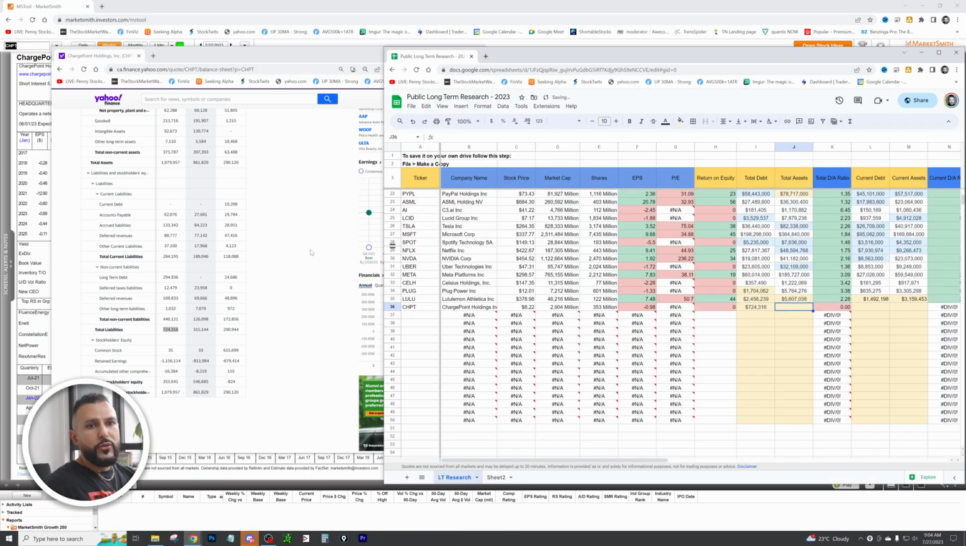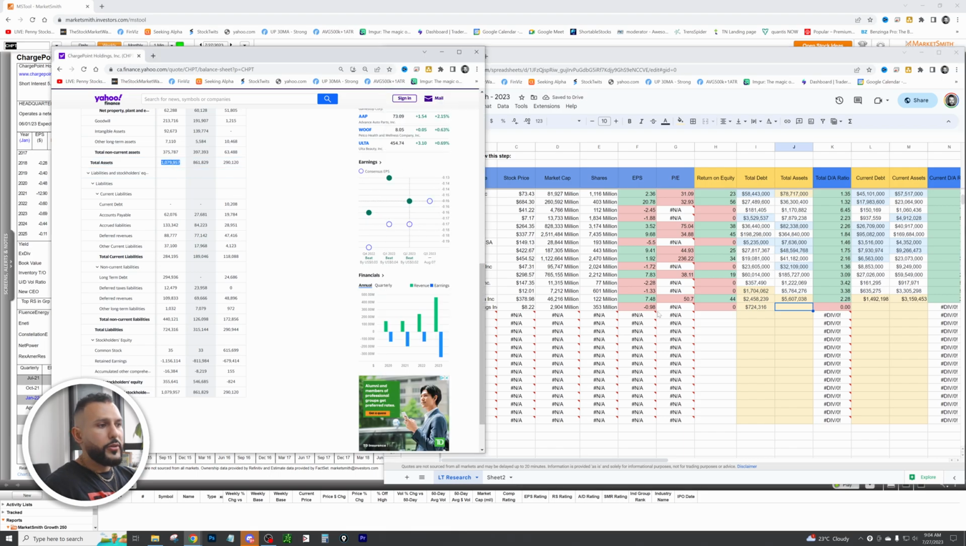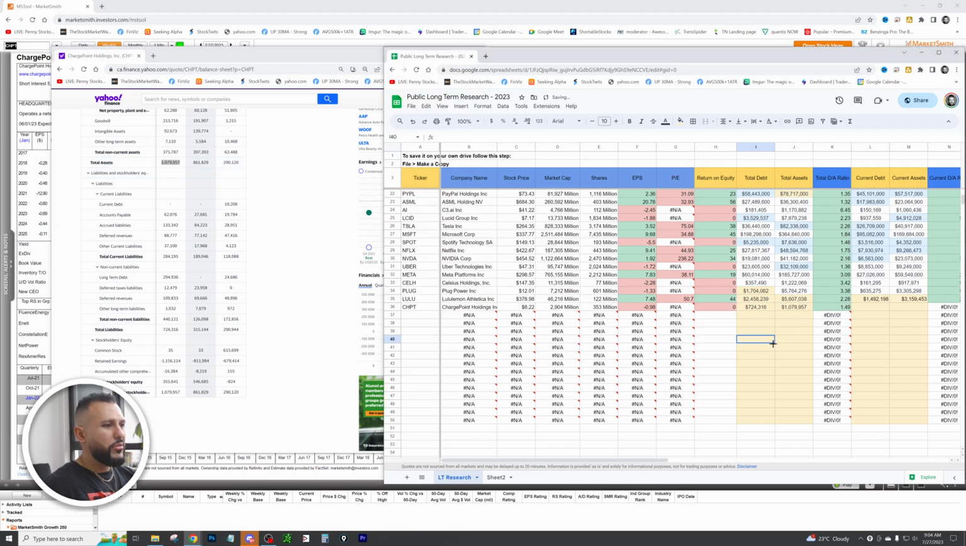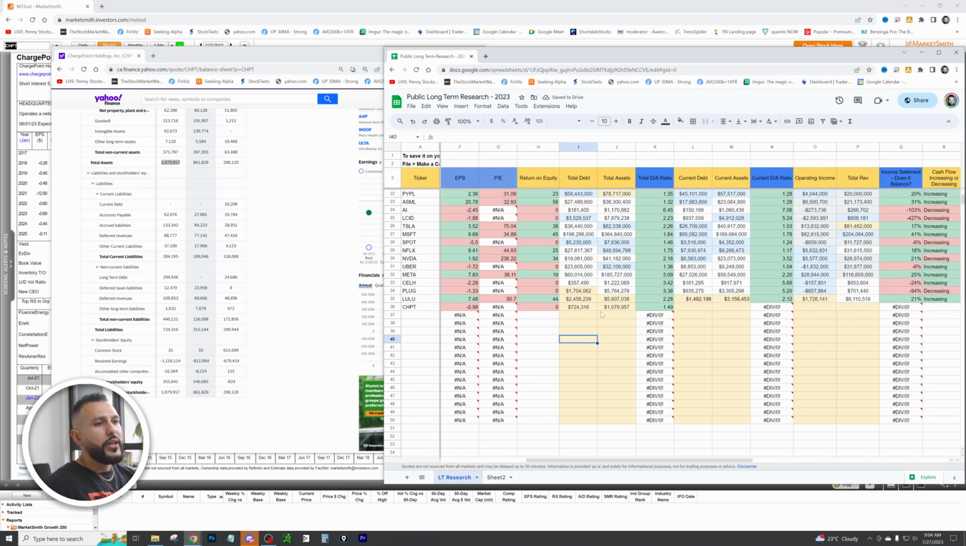Perfect. And then total assets right here. So this alone looks okay. 1.49. You can pay off its total debts by its total assets at least 1.5 times.